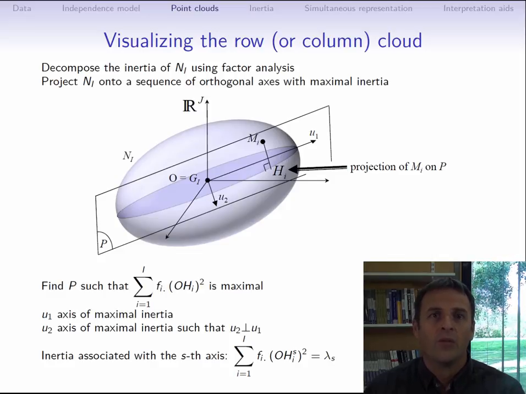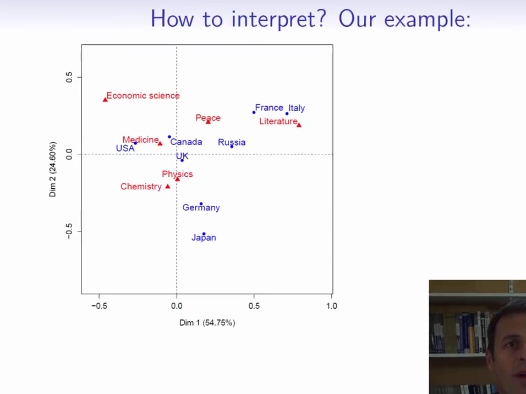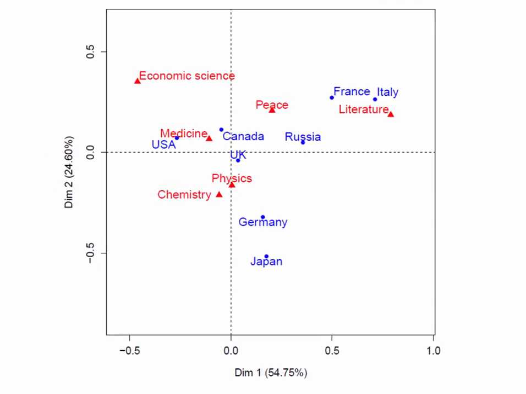Here is the graphical output of correspondence analysis applied to our dataset. So it's a plane showing both the rows and columns projections. The row countries are blue. The column price categories are red. So how can we interpret this plot?